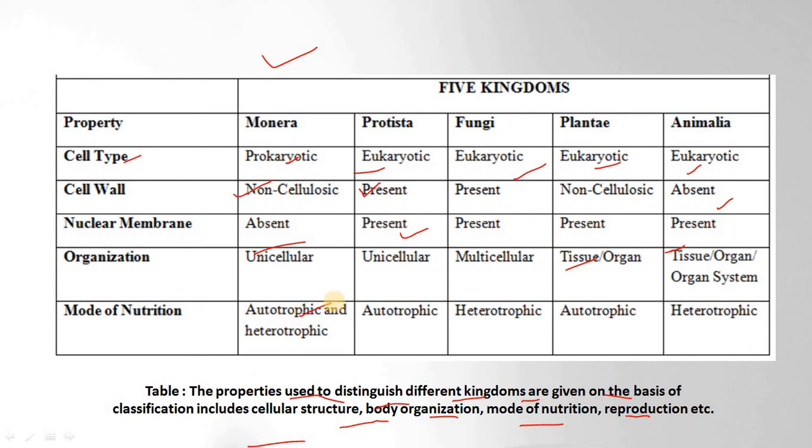Organization is unicellular in the case of Monera and unicellular in the case of Protista. Fungi are multicellular. In the case of Plantae and Animalia, it is more complex, therefore tissues, organs or organ systems are present. Mode of nutrition includes autotrophic and heterotrophic. Protista is autotrophic, fungi is heterotrophic, Plantae is autotrophic, and Animalia is heterotrophic.